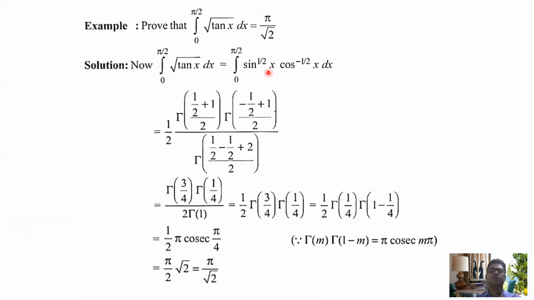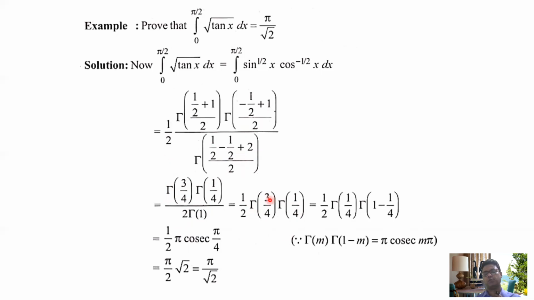What is p? p is equal to half. What is q? q is equal to minus half. So you may write half of gamma of (1/2 plus 1/2) by 2, gamma of (minus half plus 1) by 2, over gamma of (half minus half plus 2) by 2. So ultimately you have half outside, gamma 3 by 4, gamma 1 by 4, over gamma 1. Gamma 1 is equal to 1. So 1 by 2 is outside, so gamma 3 by 4 and gamma 1 by 4.